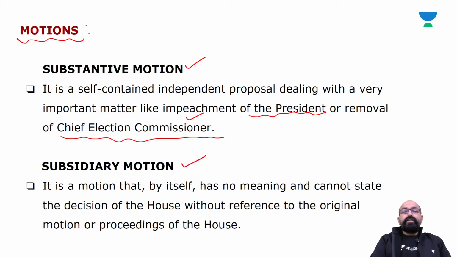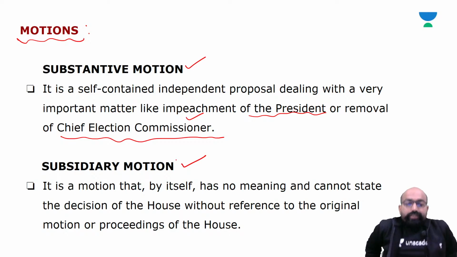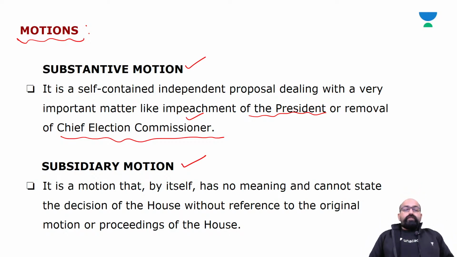After that, subsidiary motion. It is a motion that by itself has no meaning and cannot state the decision of the House without reference to the original motion or proceedings of the House.